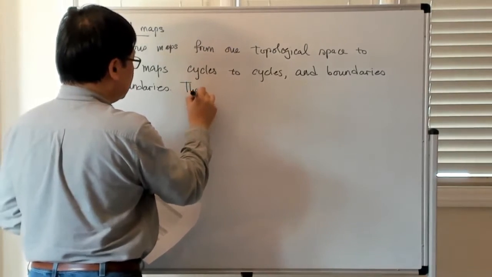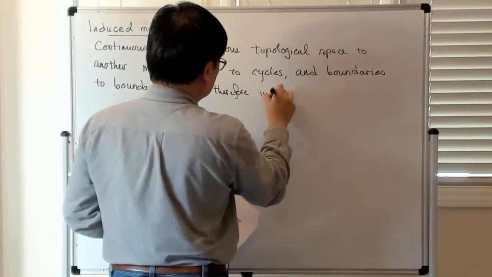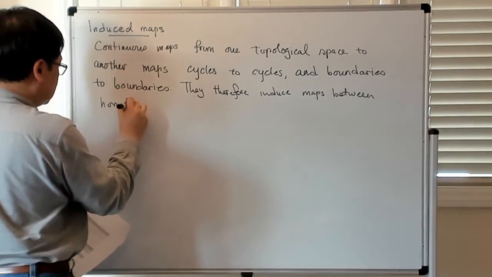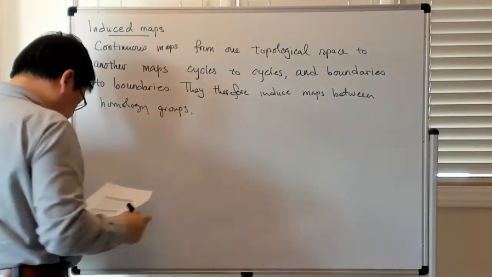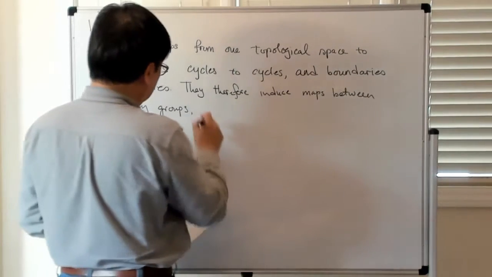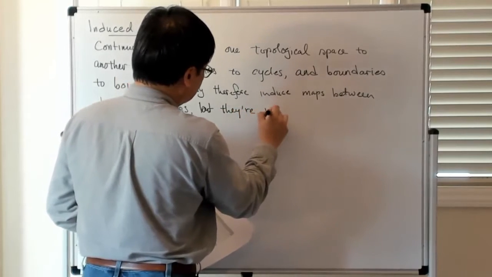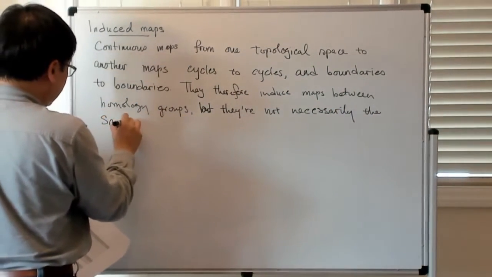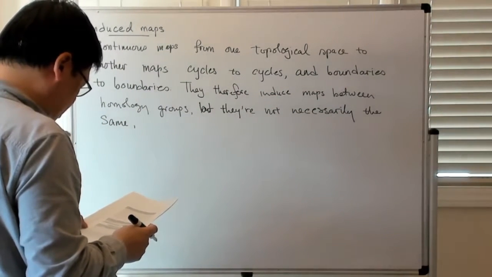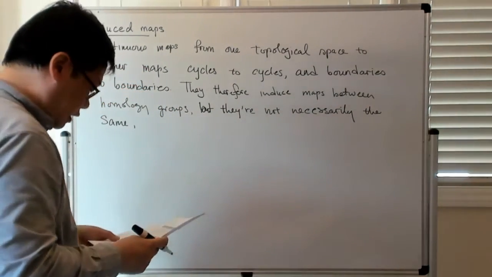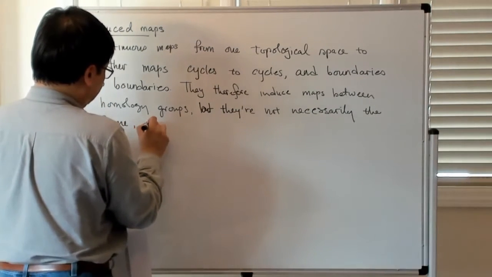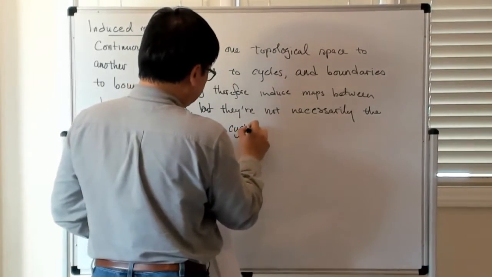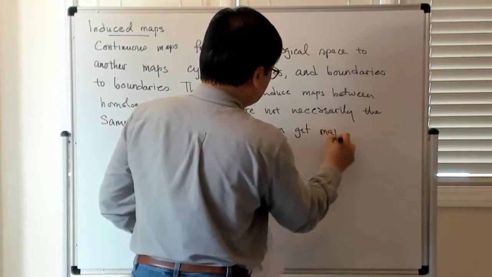So they therefore induce maps between homology groups. But they're not necessarily the same groups, okay? And the reason basically is that cycles of the original space can end up becoming boundaries in the new space. So in particular, cycles can get mapped to boundaries.